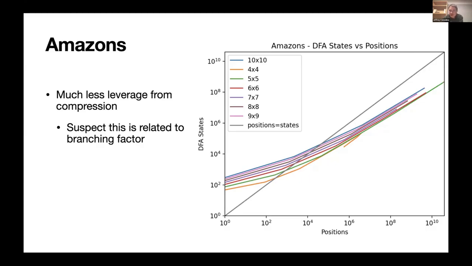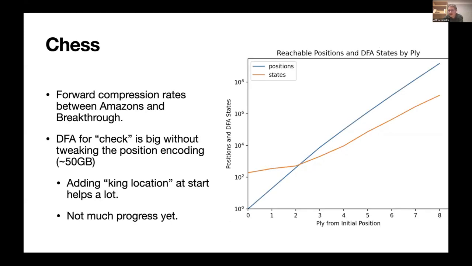Breakthrough worked really well. Amazons is not nearly as well. It was sublinear, but only slightly. And chess looked like it was, in the forward generation, an n to the 0.7 exponent. I've done this with a few different kinds of compression on it, and they come out similar.